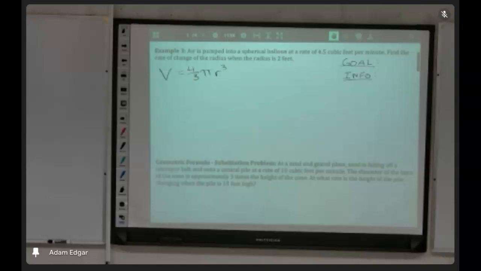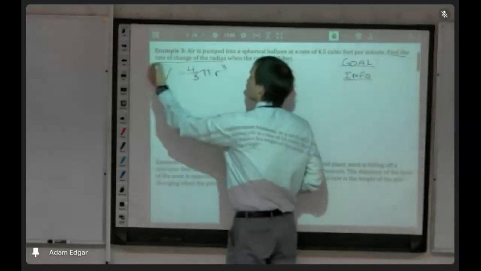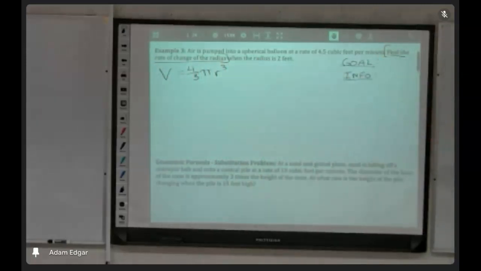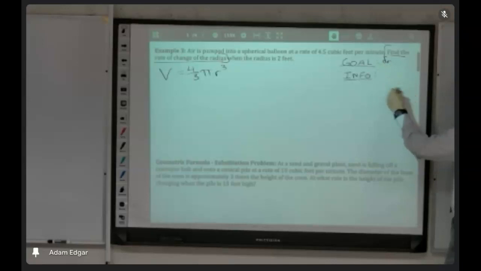So, what's our goal? What do we want to find here? Rate of change of the radius. And so, what do we call that in, like, math variable land? So, dr, nope, just dr over dt. R cubed would be the radius cubed. We don't want the radius cubed. We want the radius rate of change. So that's just dr dt.